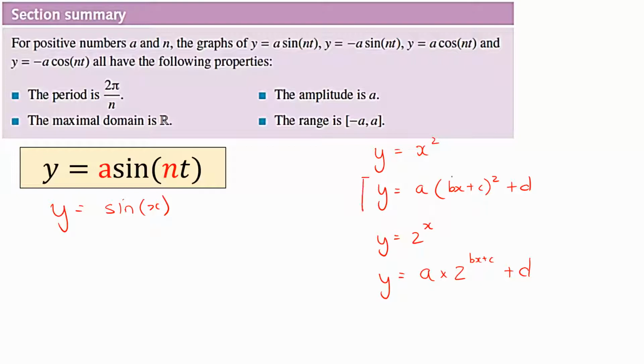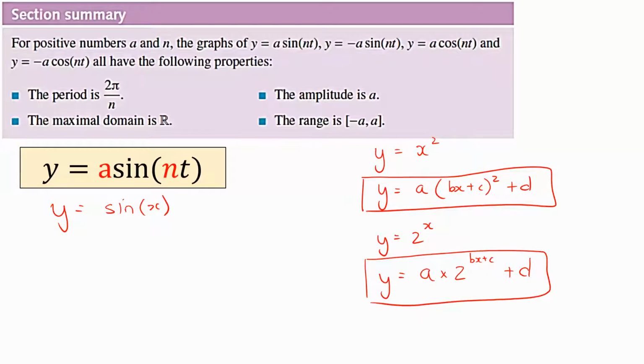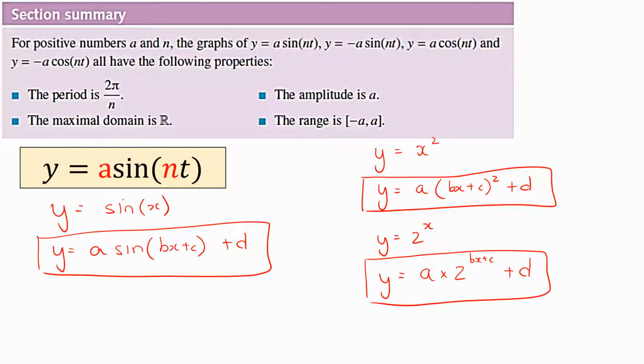So this is the transformation equation for quadratics. This is the transformation equation for exponentials. Then for the sine graph, it's the same thing. y equals a times sine of (bx plus c) plus d. Same concept. There are different letters, but n is your b, t is your x. So if you like, ignore that. Start from here, if that makes more sense. I'm trying to relate them all together for you.